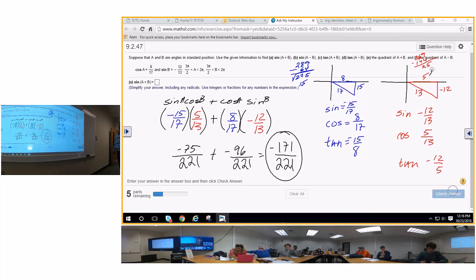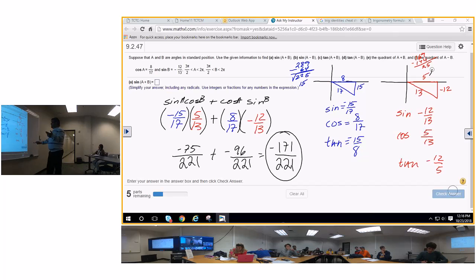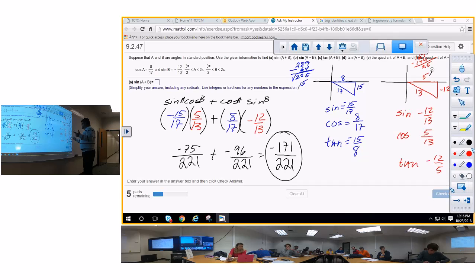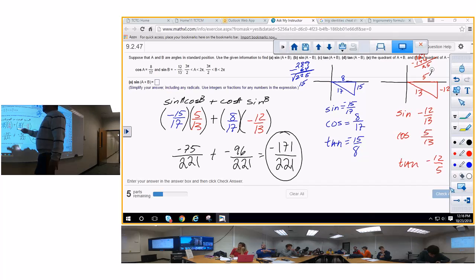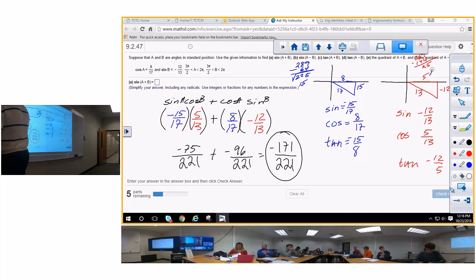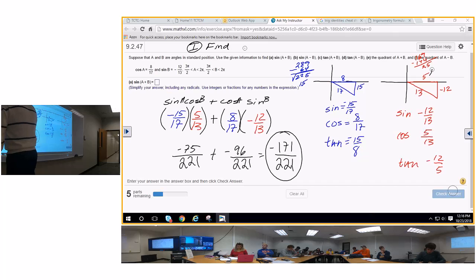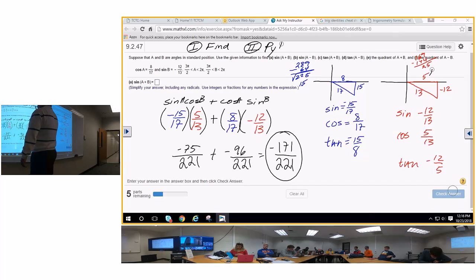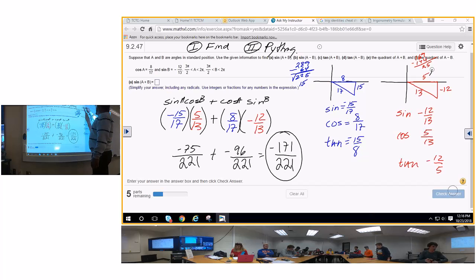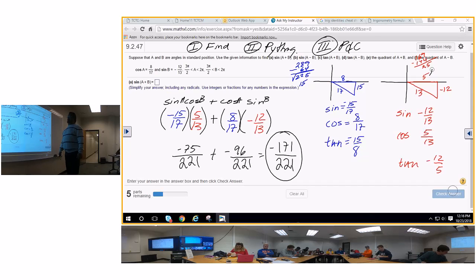But the point is, you got 3 things you got to do when you're doing these type problems. Part 1, you got to find where you are. Part 2, you got to use Pythagorean. And 3 is plug and chug. All right, so some of y'all are seeing what happens when you actually ask questions.